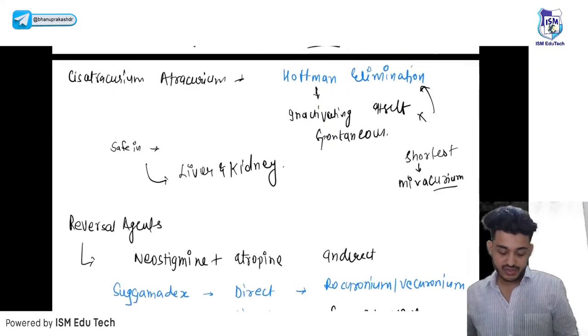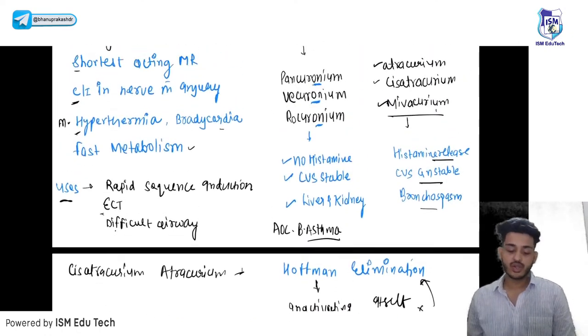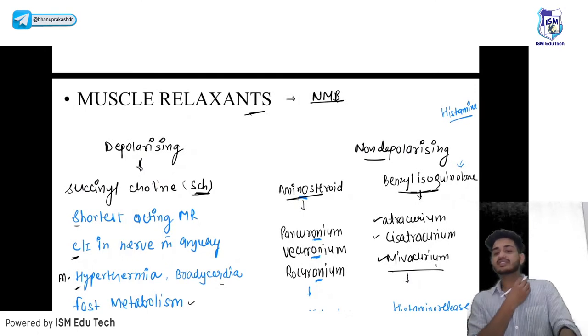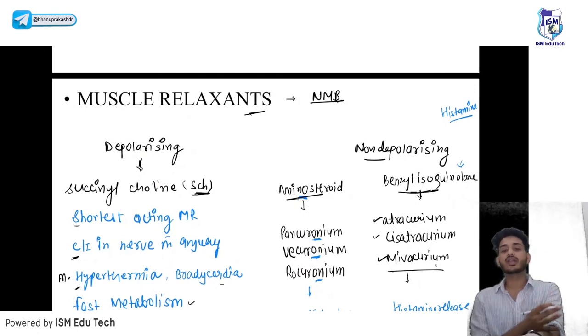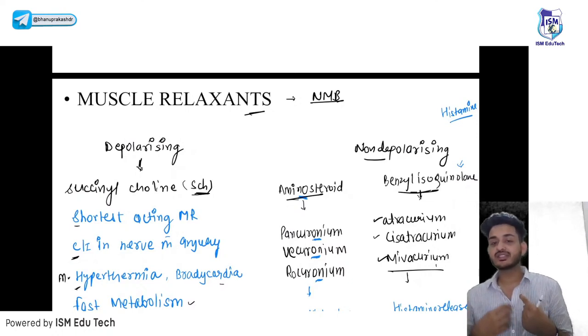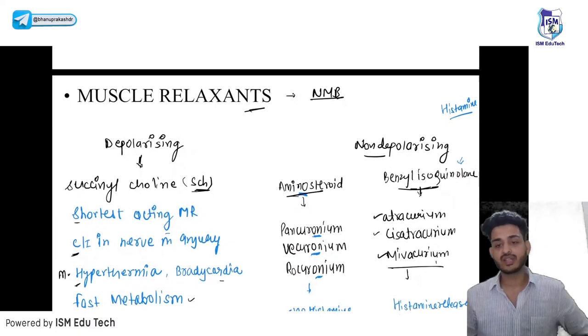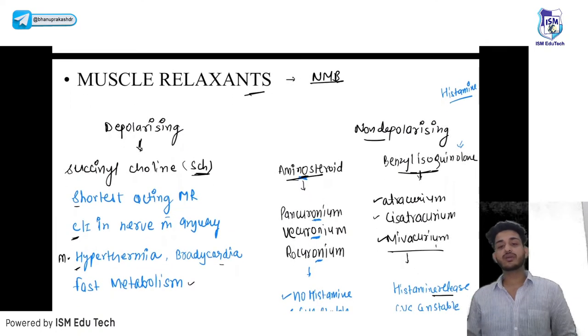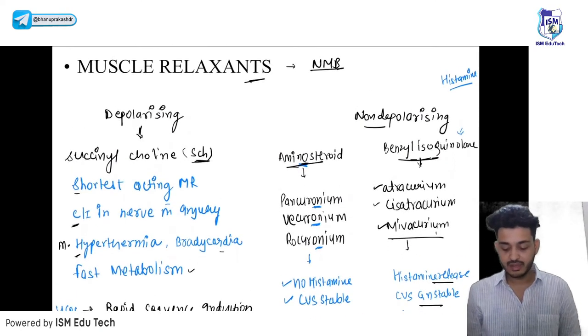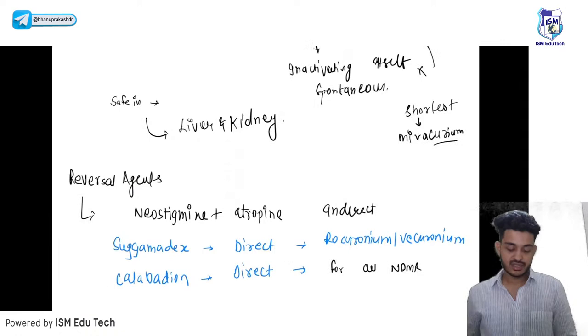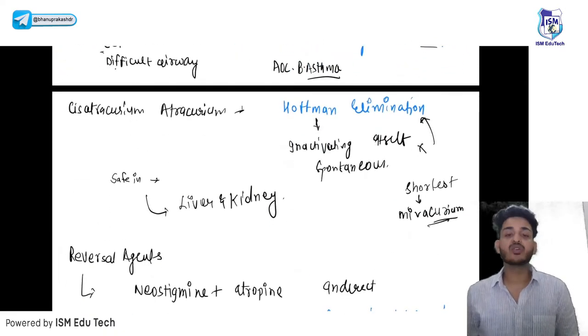Right, guys. Next one is your reversal agents. Now, we are on neuromuscular blockers. These are your muscle relaxants. Nerve is sending some impulse, so we are blocking that. First one is your depolarizing. What depolarizing agents do is depolarize the muscle. They will contract the muscle so much that now the muscle will not respond. Second thing will be non-depolarizing. They will be binding to the receptor sites. There are two classes. First one is aminosteroids. Second class is benzylisoquinolones. Among aminosteroids, there will be vecuronium, pancuronium, rocuronium. In benzylisoquinolones, we have seen atracurium, and next we have seen about mivacurium.